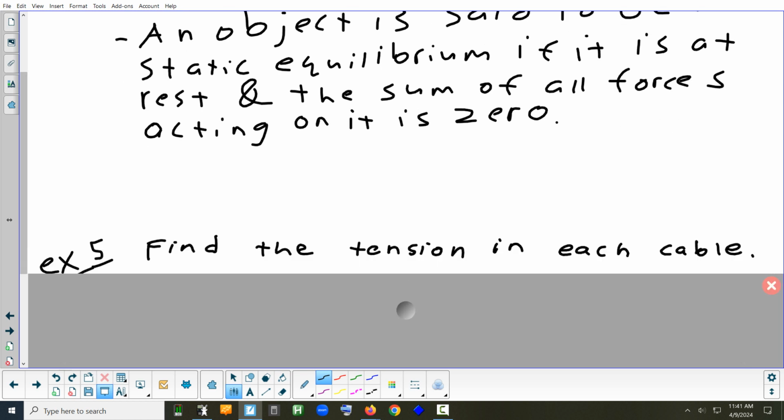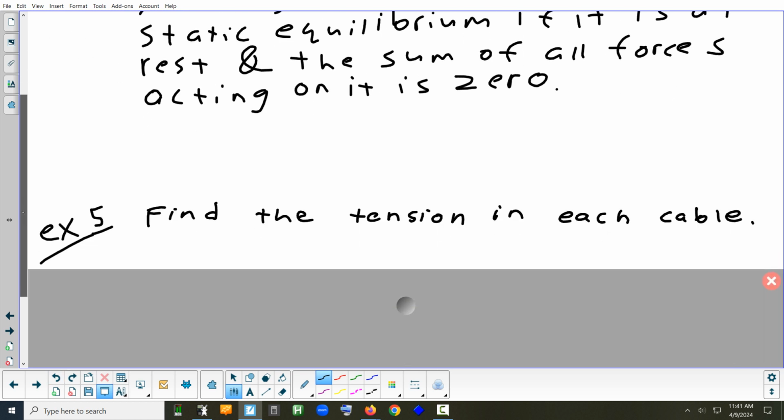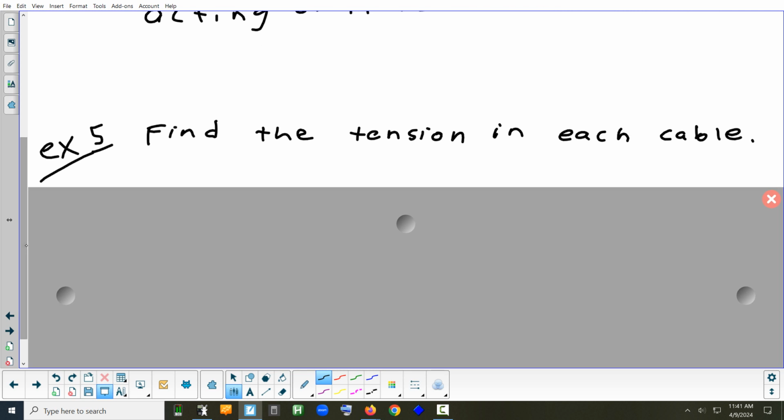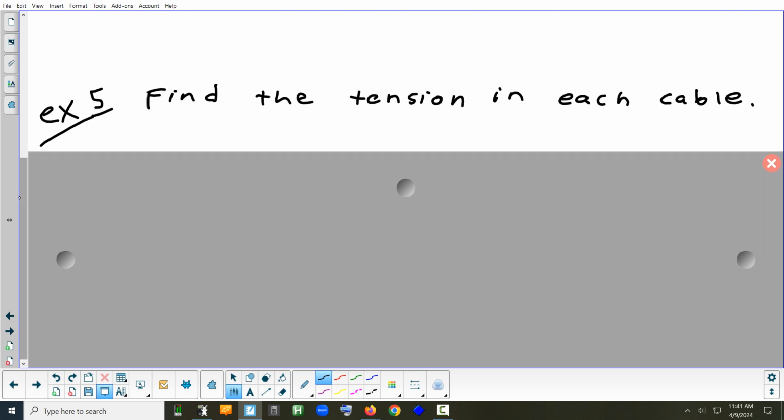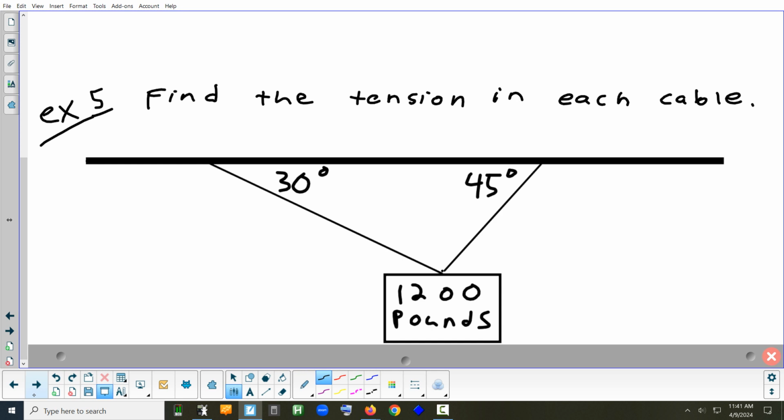Okay, so let's take a look at the problem that we're going to do. This is going to be a problem about finding the tension in 2 cables. Okay, and there's our diagram. So we have 1,200 pounds of weight being suspended from 2 cables. Cables are not the same length, and because they're not the same length, they don't make the exact same angles with the ceiling. Okay, they're different lengths.